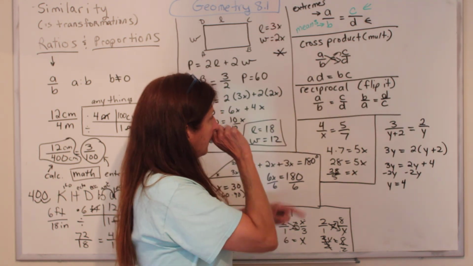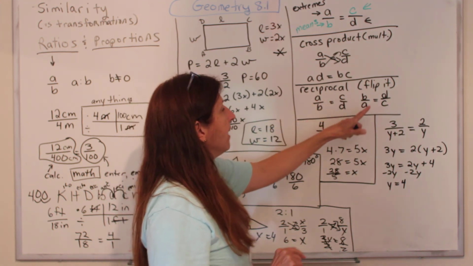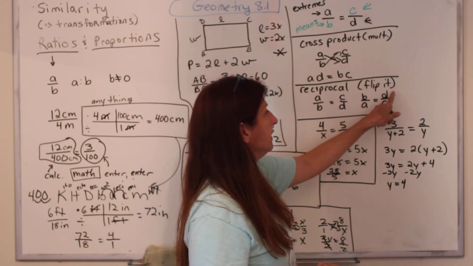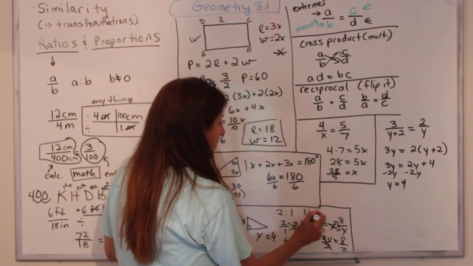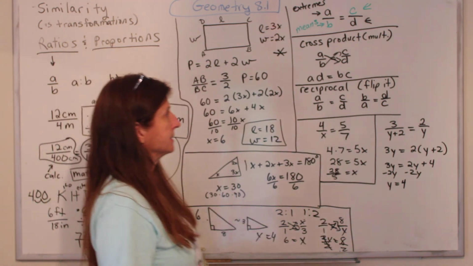So another thing you're allowed to do is flip it. If A is to B as C is to D, then you can flip it upside down and it's still true. B is to A as D is to C. It's like down here. We could say that they were 2 to 1, or we could say 1 to 2. It doesn't matter. It just means this one's twice as big as that one.